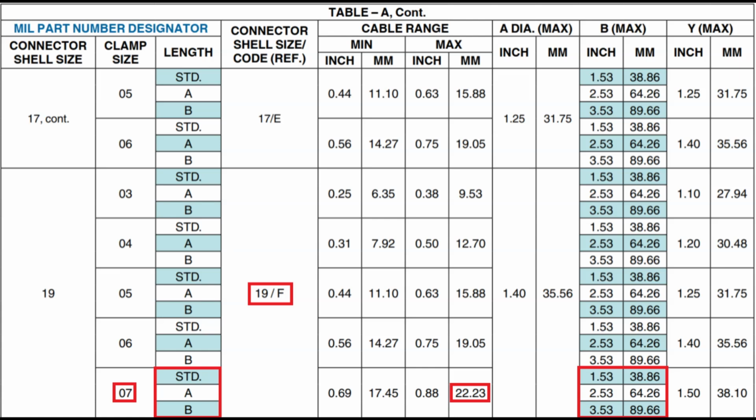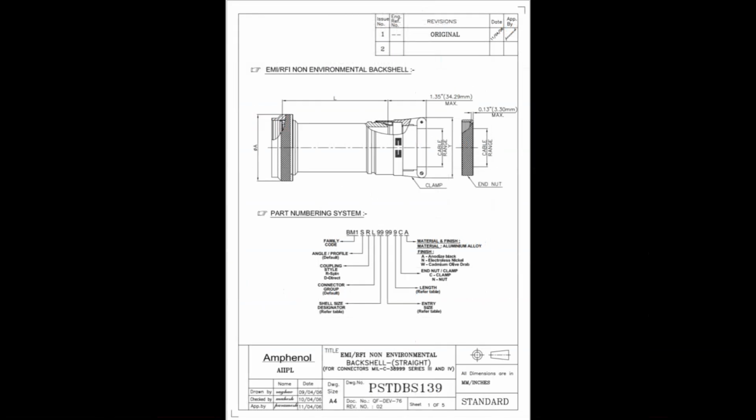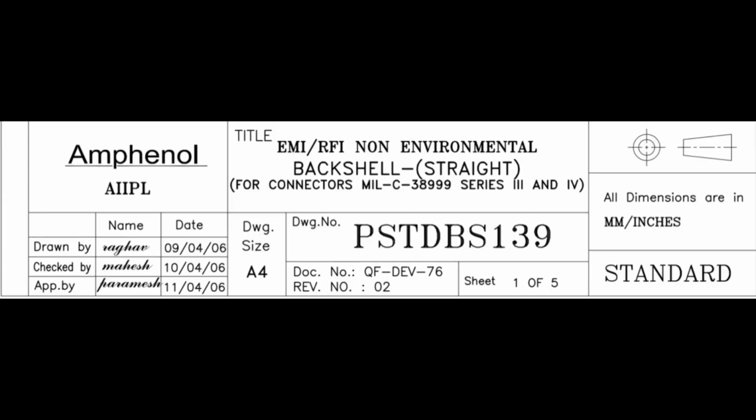Unfortunately, the largest mil-spec backshell available for our connector, with a shell size of 17/E, is limited, as shown in Table A. If this limitation is not critical, one possible solution is to use a non-mil-spec backshell. For this, we'll refer to Amphenol's EMI/RFI non-environmental straight backshells, designed for MIL C38999 Series 3 and 4 connectors.